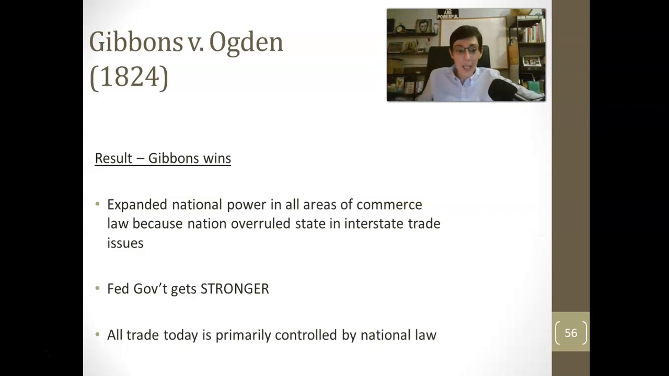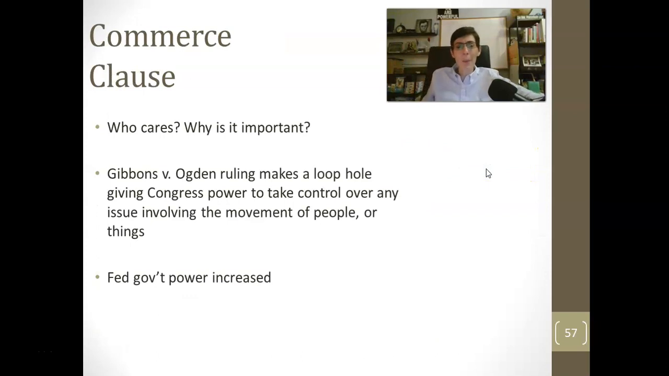Gibbons' license takes precedence. So as a result of this case, the federal government gets stronger, and the federal government has definitely used this authority to regulate virtually every aspect of the economy. And this is something we'll get into in more detail when we get into the three branches, also when we get into public policy. So the Commerce Clause, why do we care?